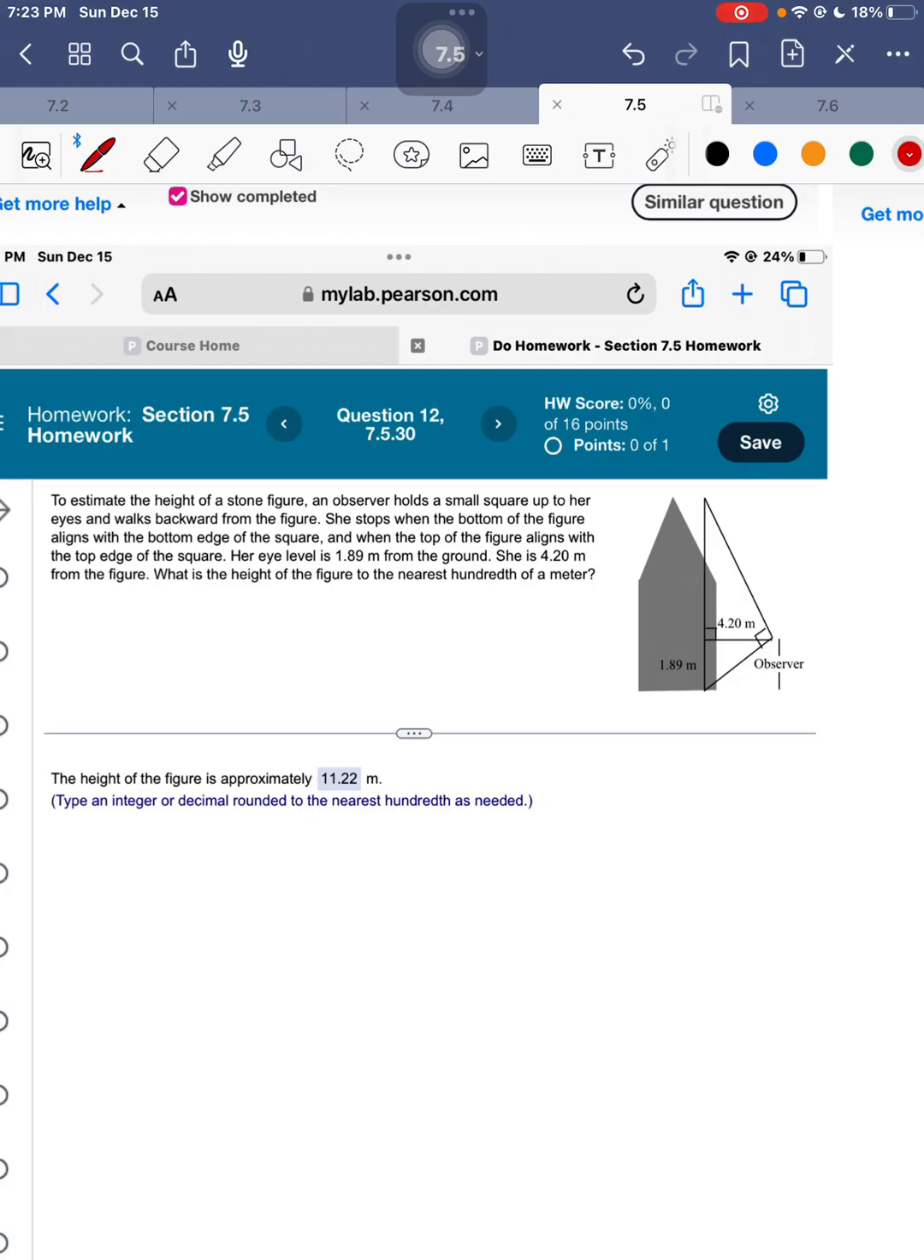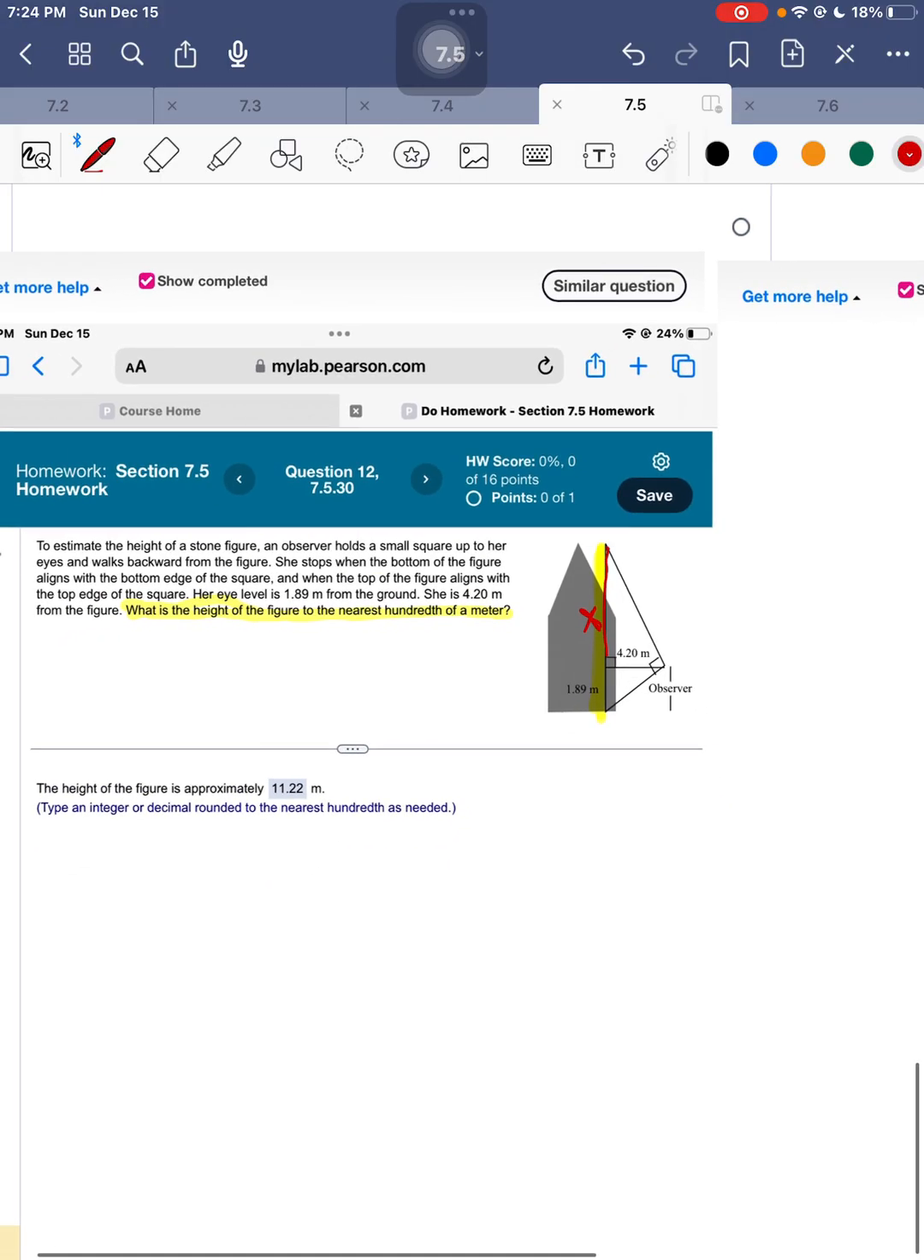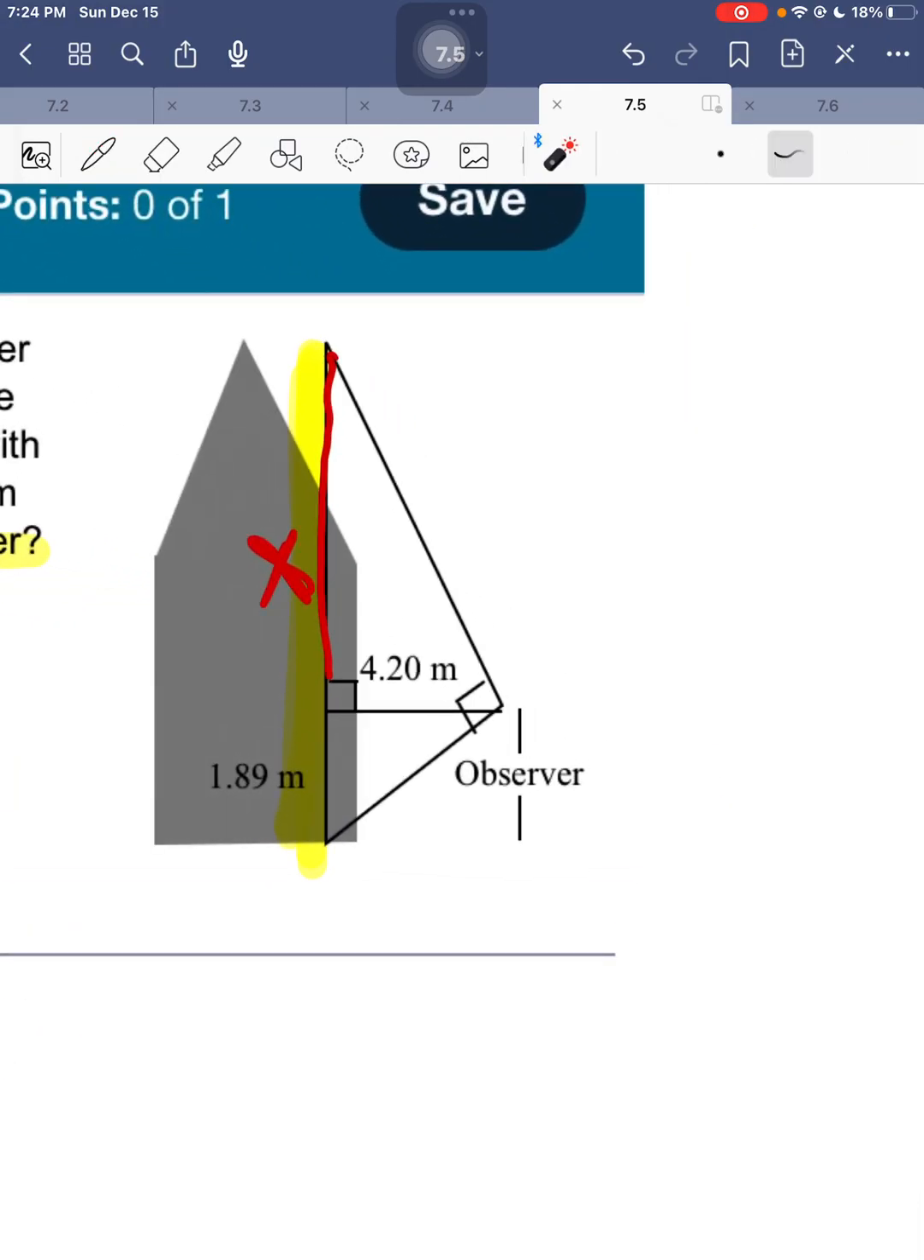To estimate the height of a stone figure, an observer holds a small square, okay. Her eye level is at 187. She is 4.20 meters from the figure. What is the height of the figure to the nearest hundredth of a meter? So they want this entire length, all of this, okay? So in order to figure out all of this, we're first gonna have to find what? Well, what is this length right here? This segment right here. So we're gonna give that an x.